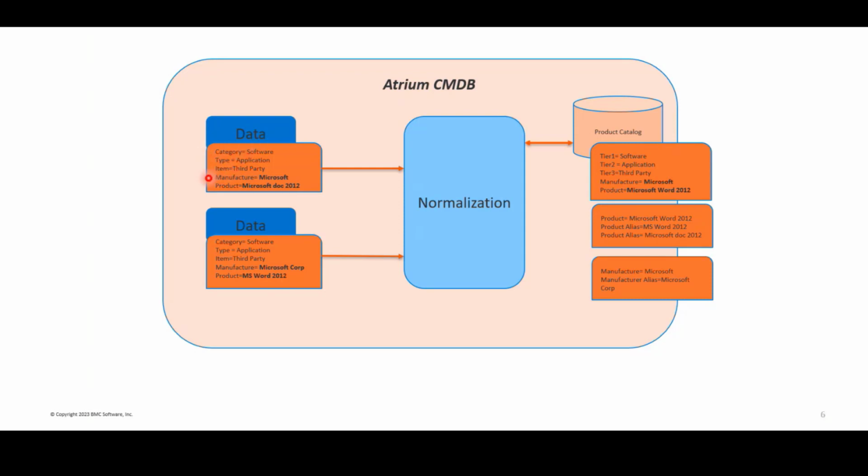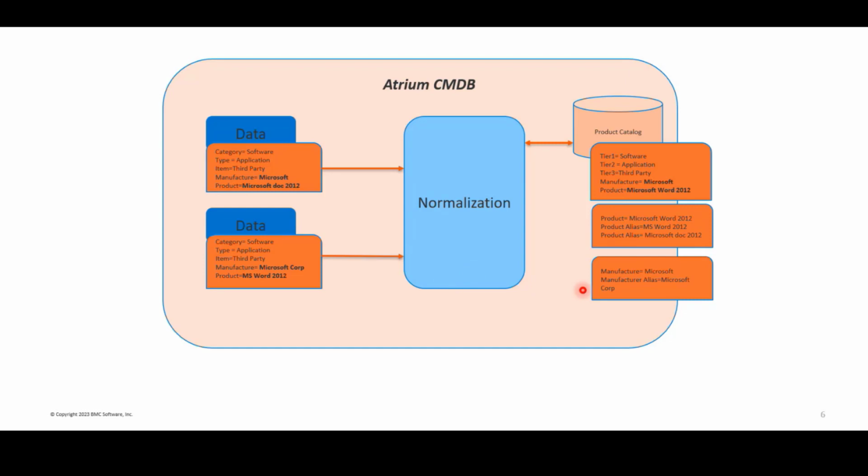So here, if you see, I have two data. One has category type item as software application third party, manufacturer name as Microsoft, product name as Microsoft Doc 2012. Same for the other one, the CTI is the same, but there is a change in the manufacturer and product. Manufacturer is Microsoft Corp and product is MS Word 2012. But as a Remedy or CMDB admin, I know that these two products are referring to Microsoft Word 2012, and manufacturer Microsoft Corp is nothing but the Microsoft manufacturer only.